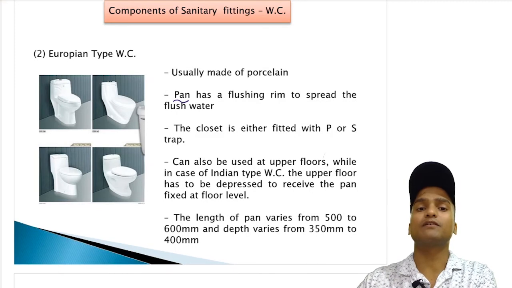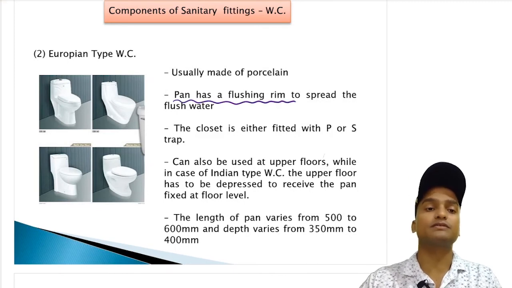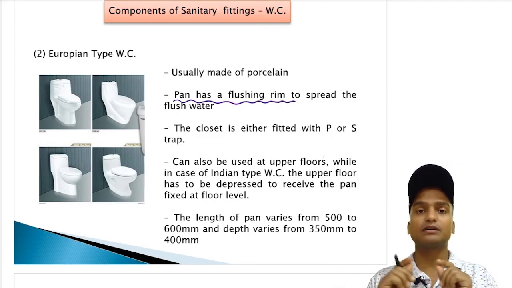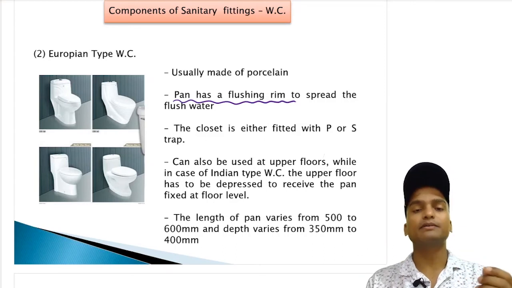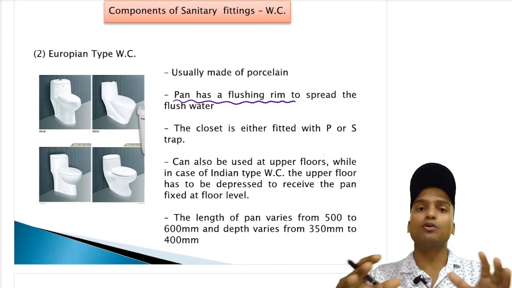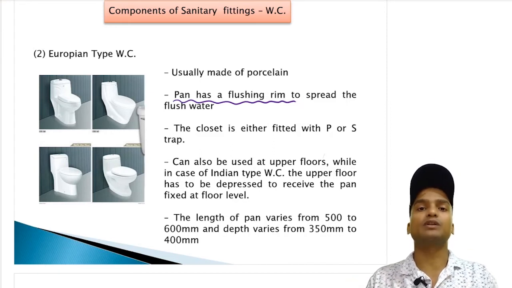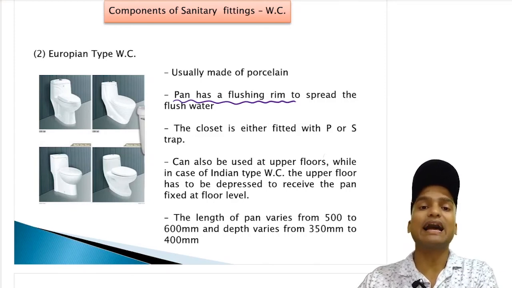The pan has a flushing rim. What is the function of this rim? Rim means a circular metallic tube. It has many holes, and it spreads the flush water throughout the pan thoroughly to clean the human excreta, and the water flows through it under very high pressure from the cistern. The closet is either fitted with a P-trap or an S-trap.